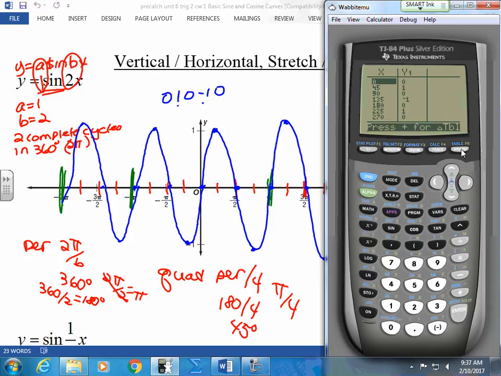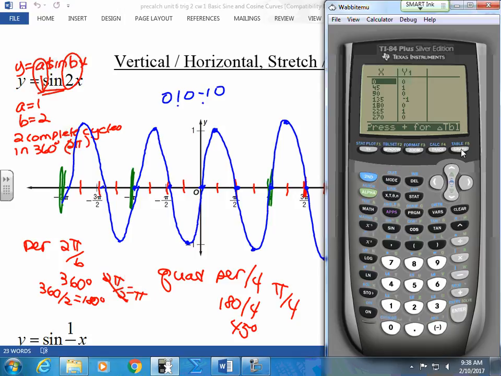Every 45. So yes, you don't need the quadrants to figure out how to graph this, but if you want to look at your calculator or you want to see where your tick marks are, you need to know where those quadrants are. Yes, no?